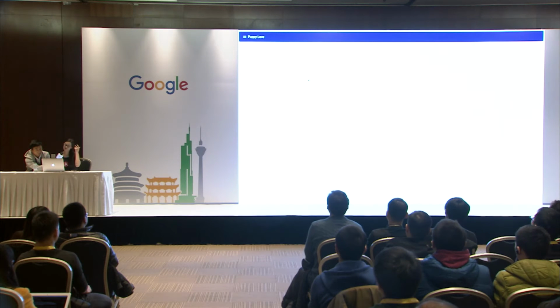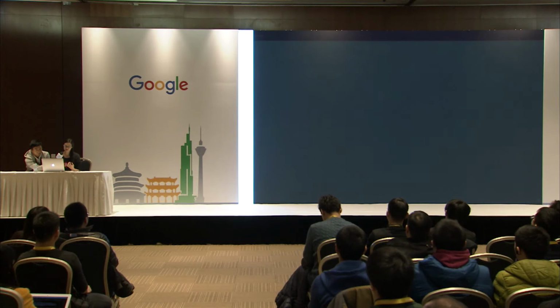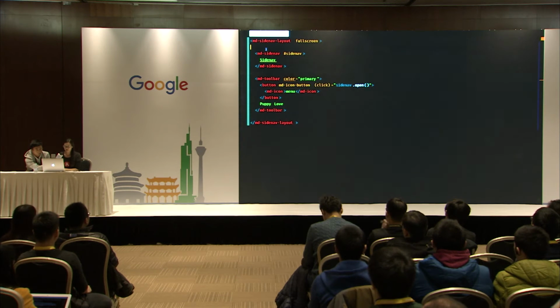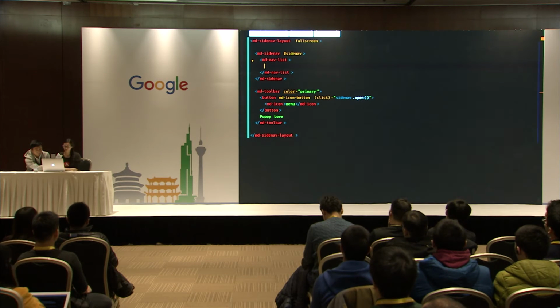Let that refresh. Okay, all right, so now we have our side nav. So that's cool, but obviously we don't want this to be our content, right? We want a list of navigation links. So we have a component for that called MD nav list. And nav list takes a list of anchors.